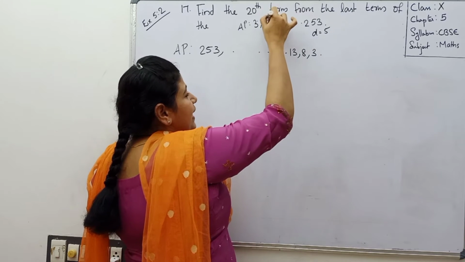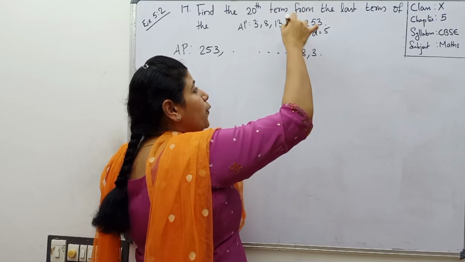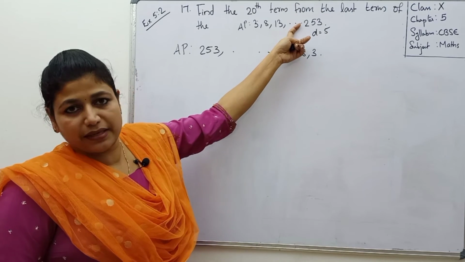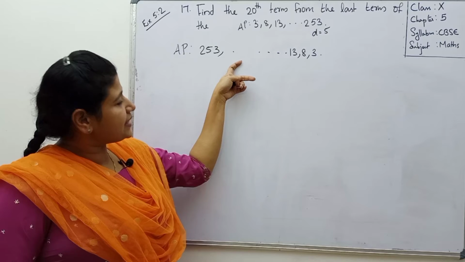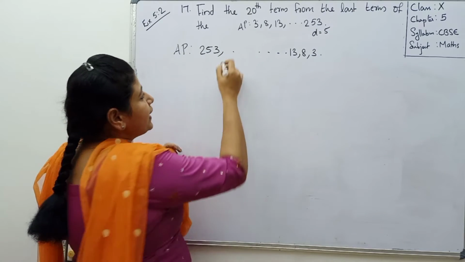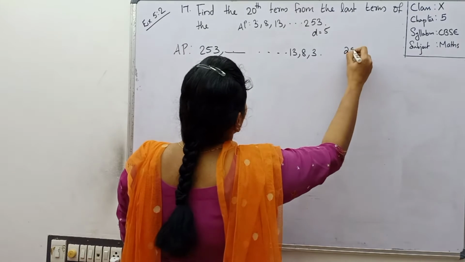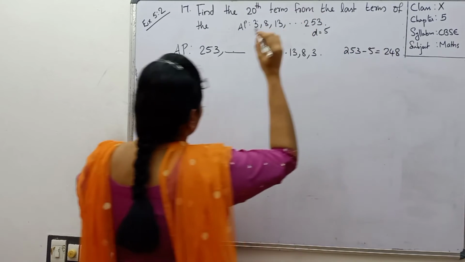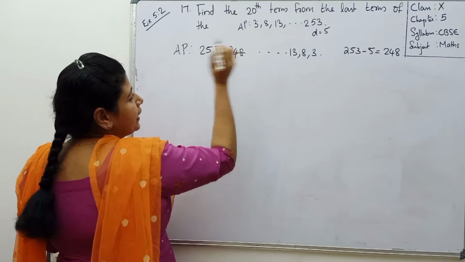3 plus 5 is 8. 8 plus 5 is 13. So to get 253, some number should be added to the previous number, isn't it? So to get the next number, what we have to do? You have to subtract this 5. So you will get the number here is 253 minus 5, which is 248. So we can write 248 here.